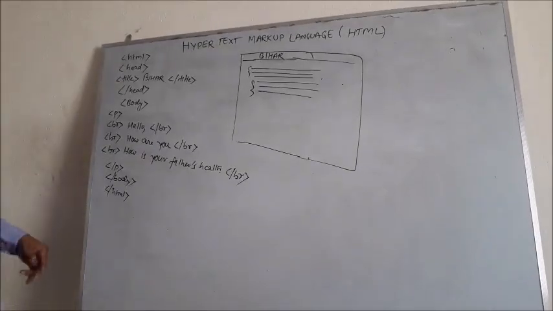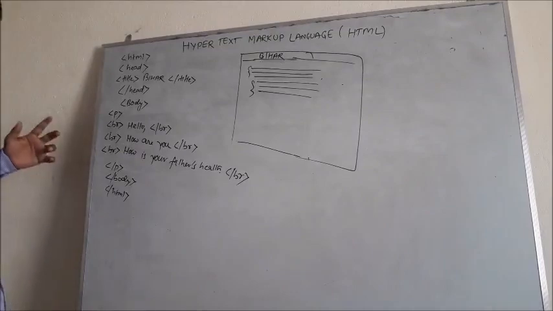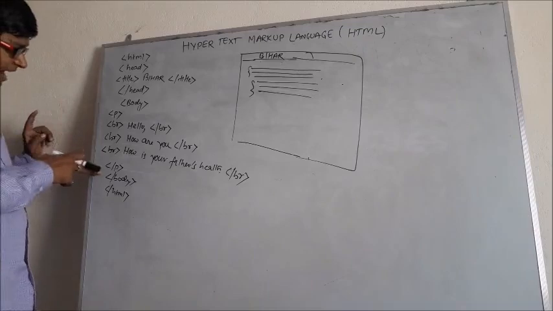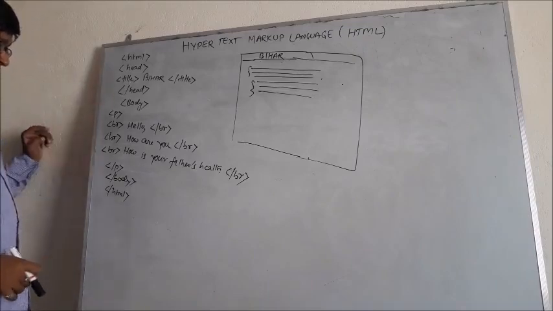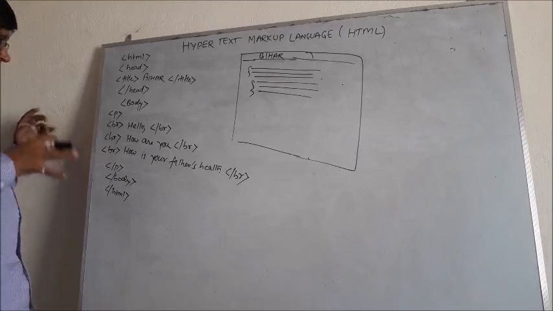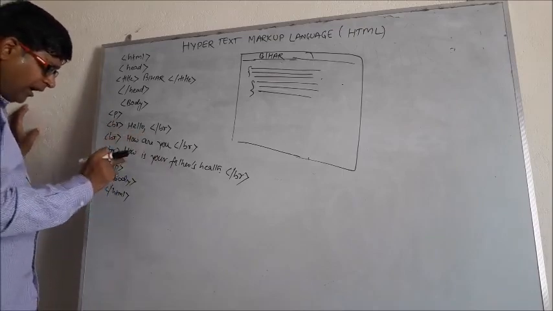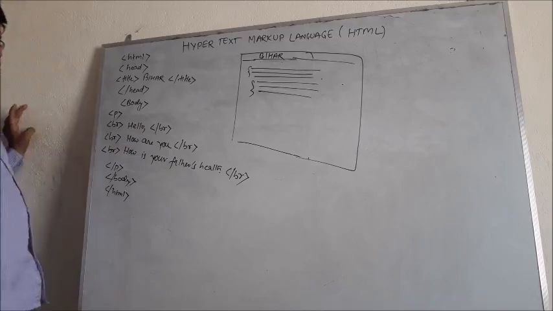Now see in this coding, what is the coding actually saying, and how will its output come? See how many paragraphs I have used? Only one paragraph, right? And what is the content? In that paragraph, I have the content: hello, how are you? How is your father's health?